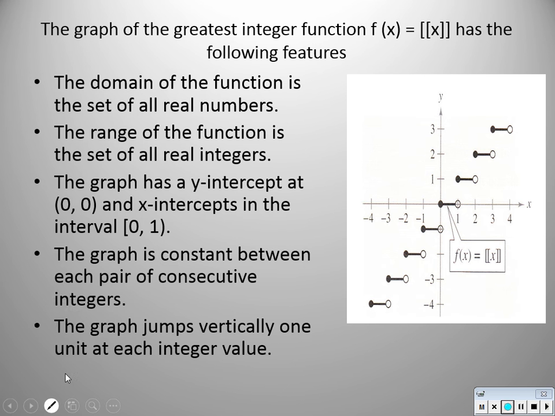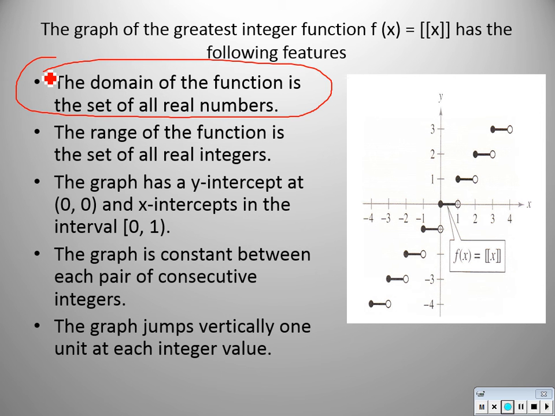So the domain for this is the set of all real numbers. The range for this is also the set of all real numbers. They both go from -infinity to +infinity. The graph has a y-intercept at (0, 0), right at the origin right here. And it has x-intercepts on the interval from 0 to 1, but not including 1. The graph is constant between each pair of consecutive integers, so you notice you have horizontal lines in between each pair of consecutive integers, and the graph jumps vertically 1 unit at each integer value.